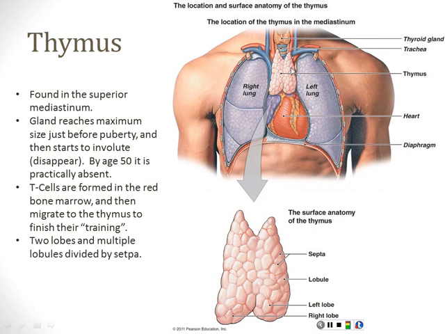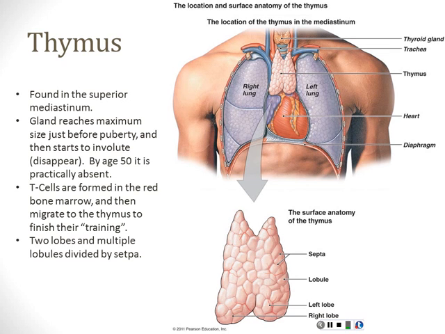It is the place where T cells become T cells. So T cells are made in the bone marrow. They migrate to the thymus, and the thymus keeps the T cells sort of separate from the rest of the body. And that separation teaches the T cells what is normal and what isn't normal.